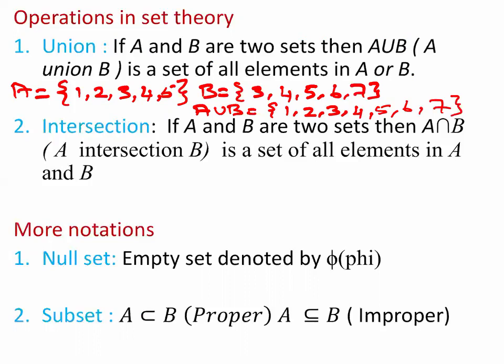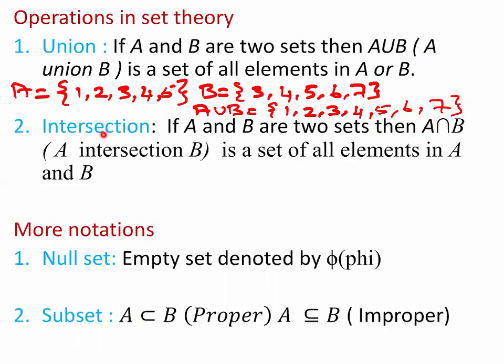There may be common elements, as in this example, where the common elements are 3, 4, and 5. So you need not write them twice. You need to list all the elements which are in A or in B, each once. So that is A union B, which is again a set.